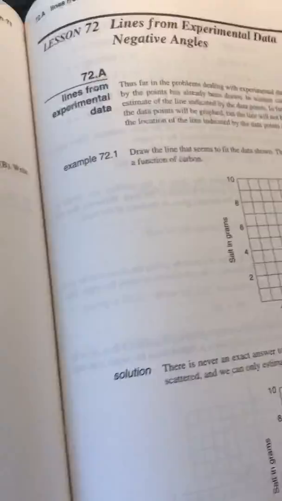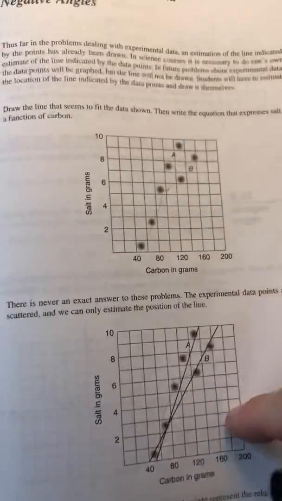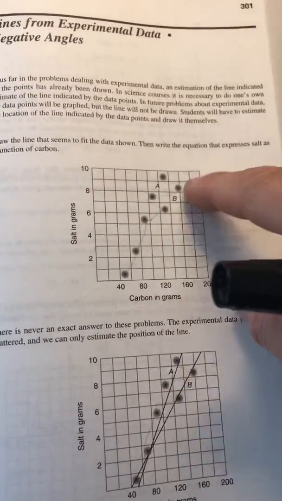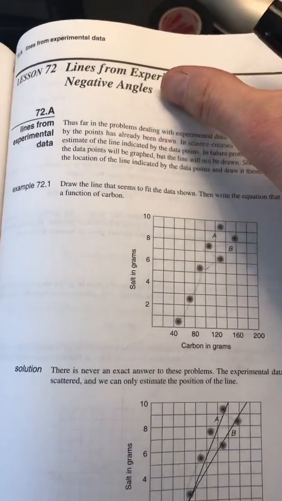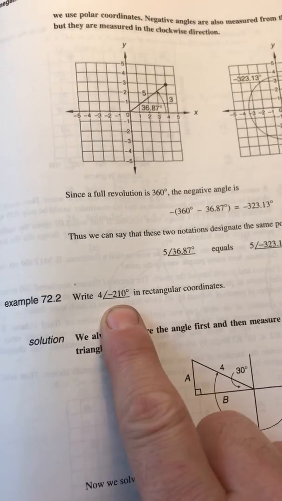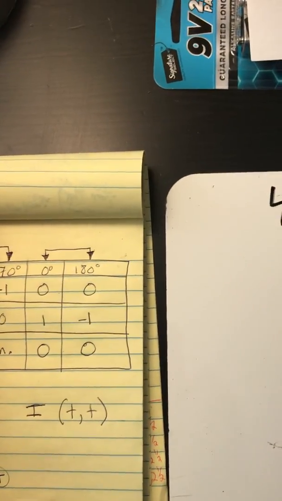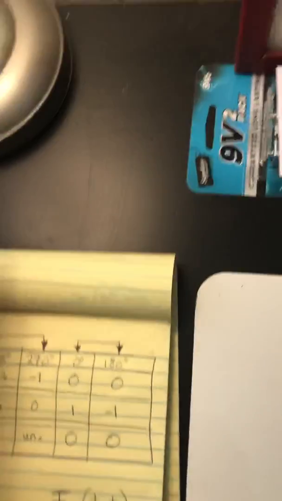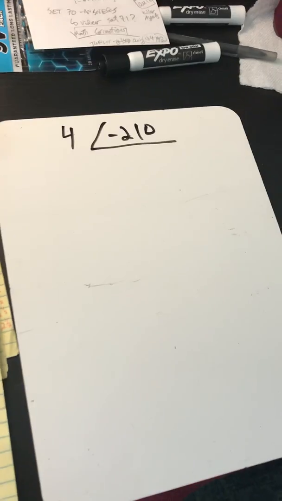Okay, now that's problem set 71. We're not doing that. 72, lines from experimental data. We already discussed, we're not doing these. These are weird problems. But we are doing negative angles. Okay, I'm going to do this one right here: 4, negative 210.